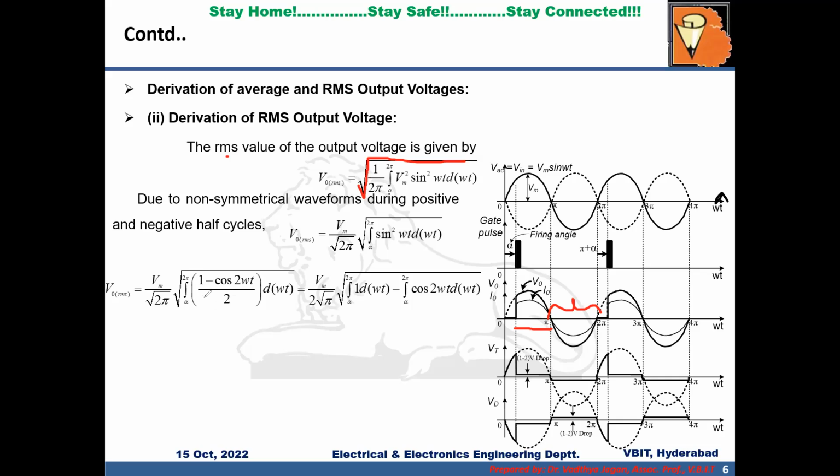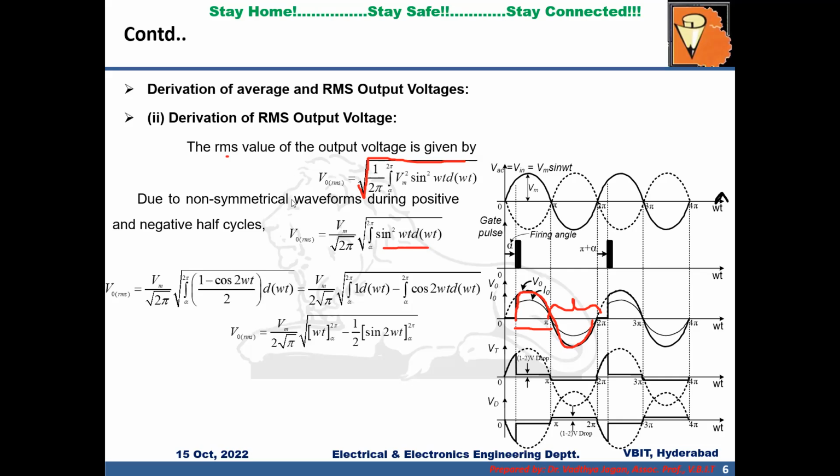So sin square omega t can be written as (1 minus cos 2 omega t) by 2. And we assume that the waveform is a continuous conduction operation. So from alpha to 2 pi, there is a continuous current. So directly I can take, that is why I took from alpha to 2 pi directly. And even if you split, you will get the same response, but I have taken directly here.